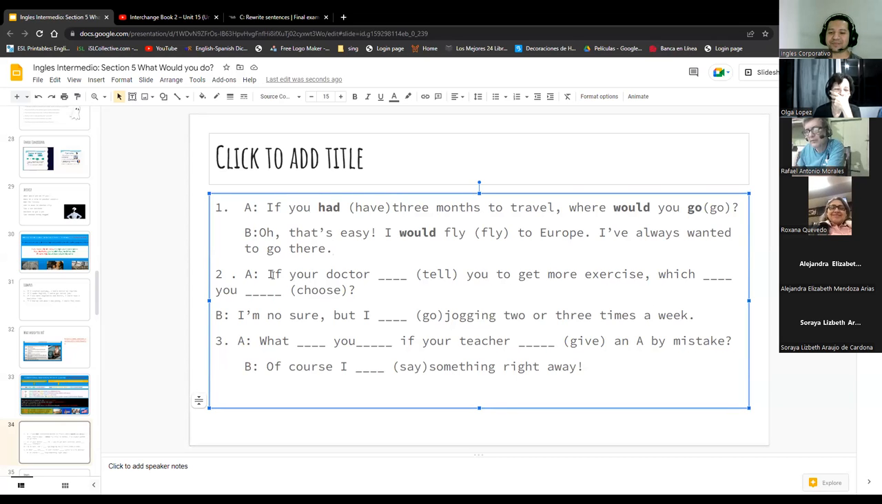La segunda. If your doctor tells you to get more exercise, which you choose? Aquí, ¿cómo sería? Exactly. The past of tell is? Told, right? Told. So if your doctor told you to get more exercise, which?